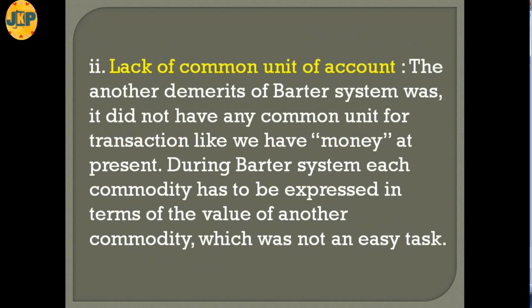Next demerit is lack of a common unit of account. Another demerit of the barter system was that it did not have any common unit of transaction like we have money at present. During the barter system, each commodity had to be expressed in terms of the value of another commodity, which was not an easy task. So the second demerit of the barter system was that it didn't have any common unit of account. Like at present, for whatever goods and services are available in the market, we have the price in terms of money. But during the barter system, all the goods, all the commodities had to be expressed with some other commodities. So it was very hard to remember all the values of commodities during the barter system.